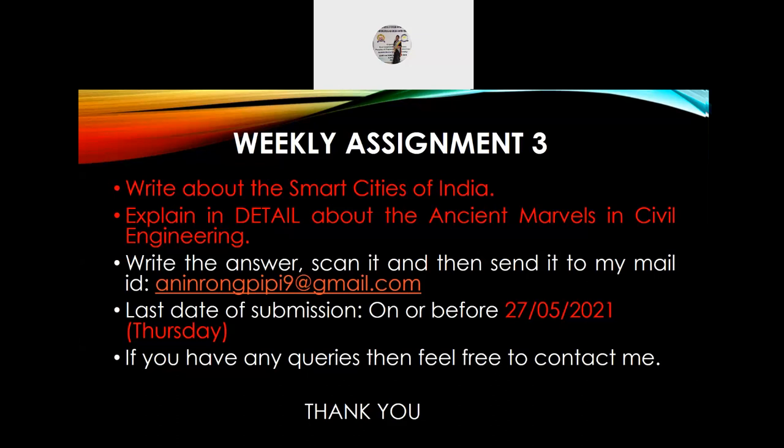So this is your weekly assignment number 3. You have to write about the smart cities of India and you have to explain in detail about the ancient marvels in civil engineering. Though I have taught you about the ancient marvels in civil engineering, that was just a brief explanation, but you have to write it in detail. The last date of submission is mentioned here.